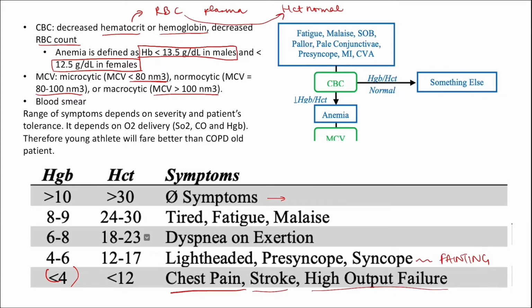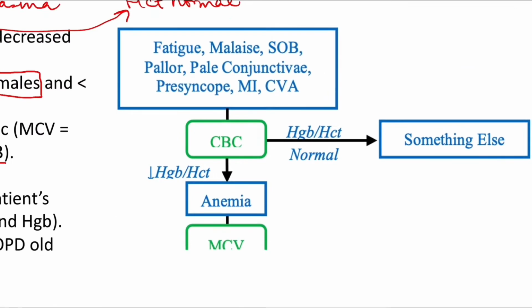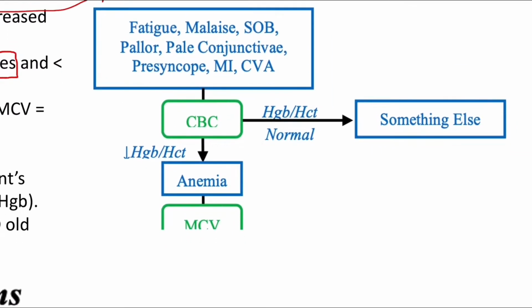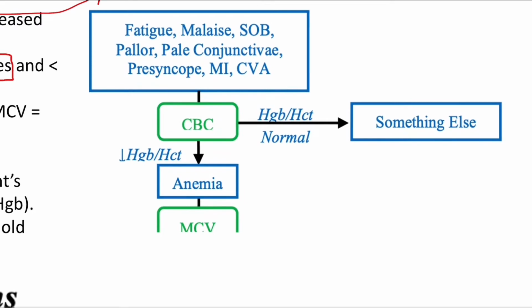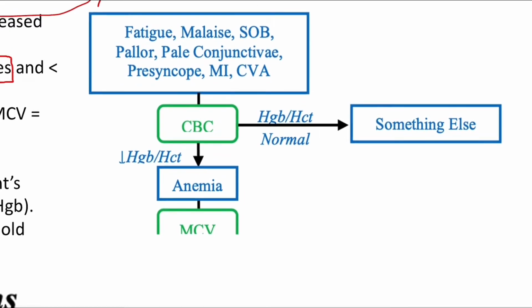So, when you look at the patient, this is just the approach to the patient, I suppose. You look at the symptoms of the patient. They could have fatigue, malaise, shortness of breath, pallor, pale conjunctiva, etc. In that case, you would do the CBC. And if the hematocrit and the hemoglobin are normal, then it's something else, and you'd look at maybe a cardiovascular defect or respiratory problem. But if it is decreased, then it's definitely anemia. And your next step would be to do the MCV to find out what kind of anemia it is.